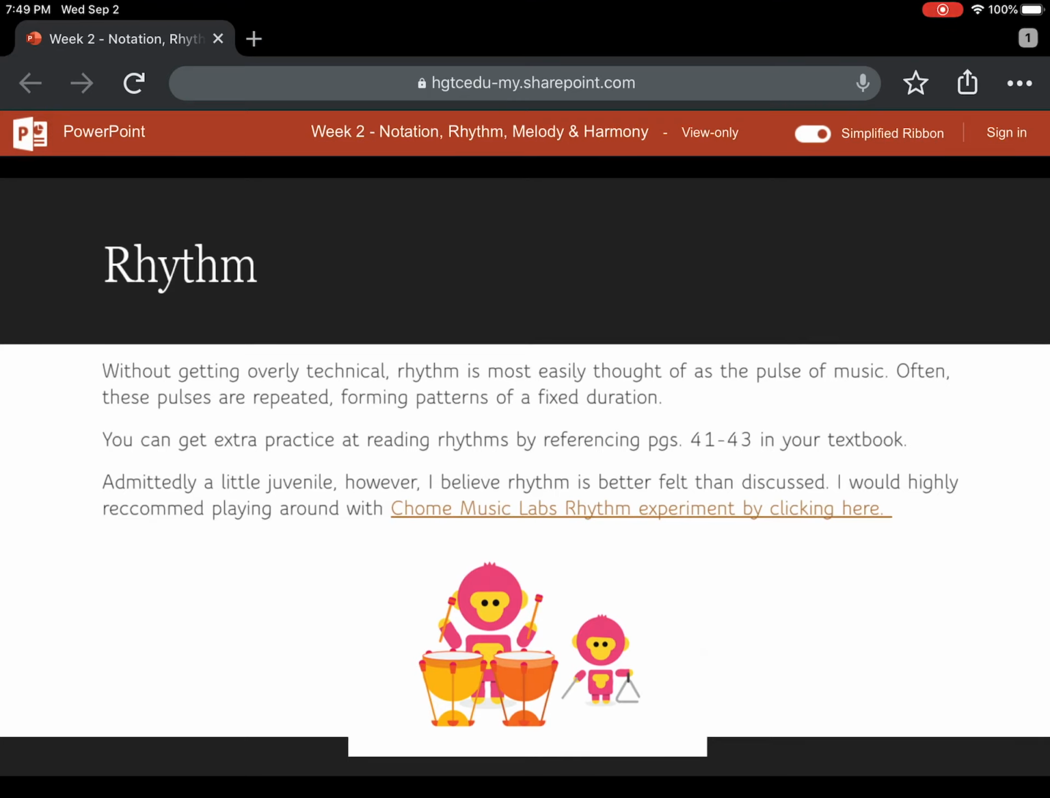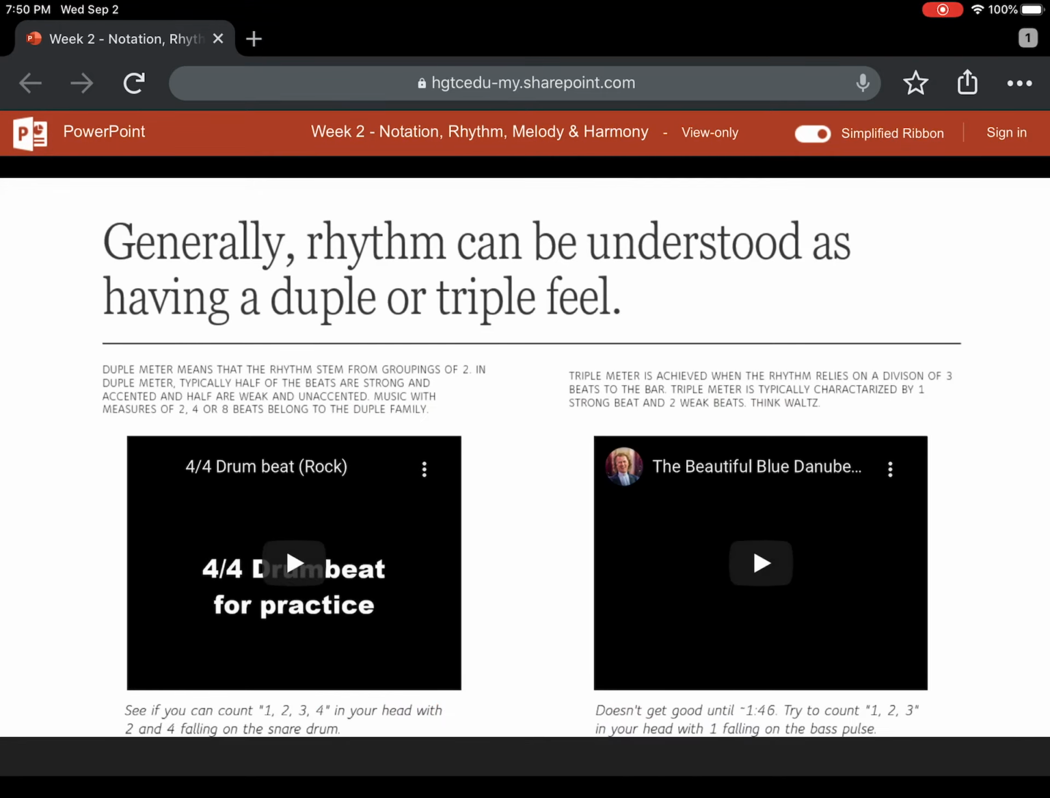Most of our rhythm, as we'll find out here in a second, can be thought of as either a duple or a triple meter. The one we just listened to is in triple because it's in groups of 3. 1, 2, 3, 1, 2, 3, 1, 2, 3, 1. Cool. There's another chance for you to practice writing rhythms and common rhythm notations in your book from page 41 to 43.